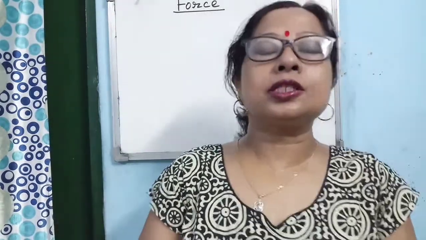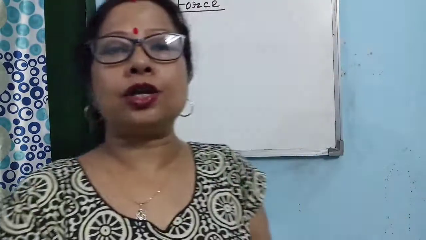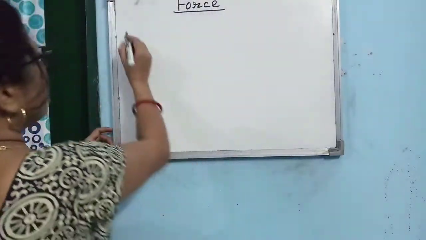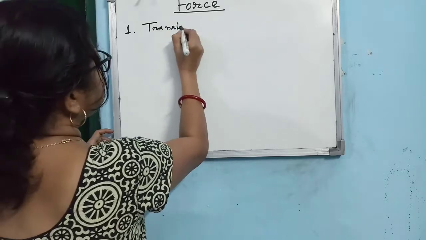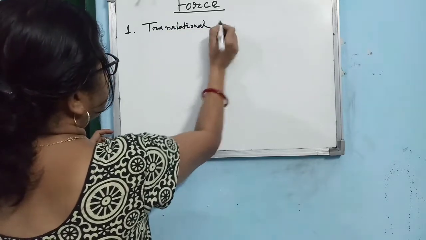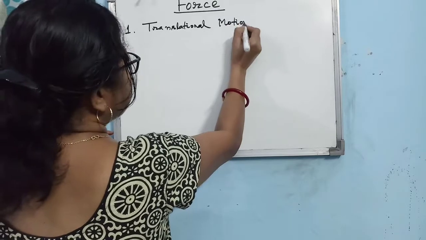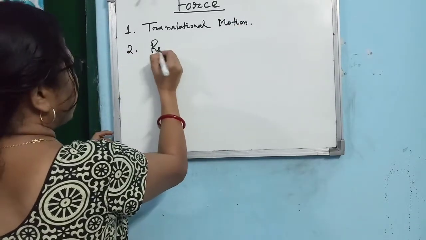So, here in this chapter we will study what are the different effects of force and what kind of motion a body can have when a force is applied on it. Now we know that a body can generally have two kinds of motion. One is known as the translational motion. Another one is named as rotational motion.